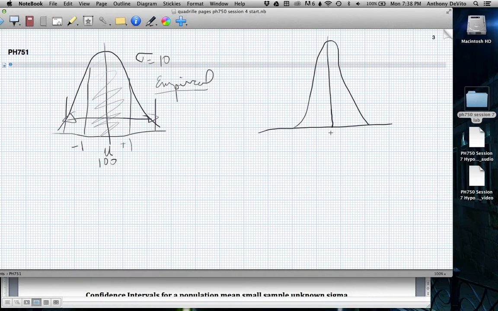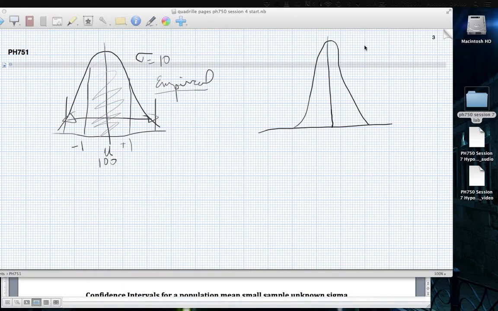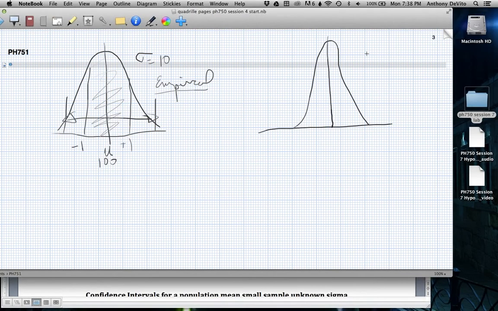The middle of that distribution is still going to be approximately the mean mu. I'm going to call it x bar for argument's sake. So that mean of repeated samples is going to be approximately the same as the mean, 100, but the standard deviation for the repeated samples is going to depend on the sample size.